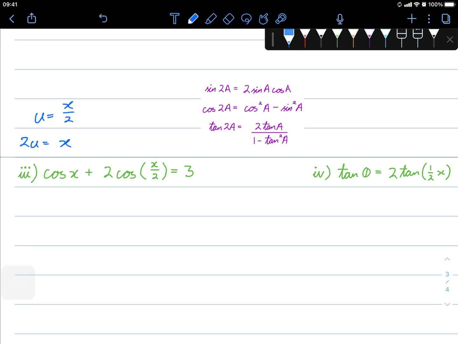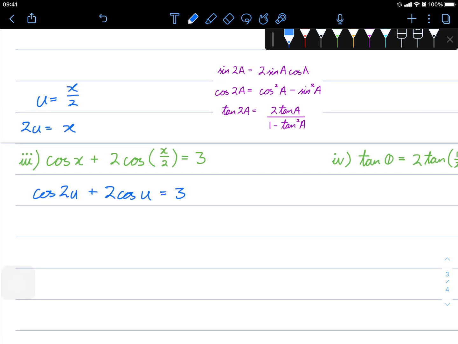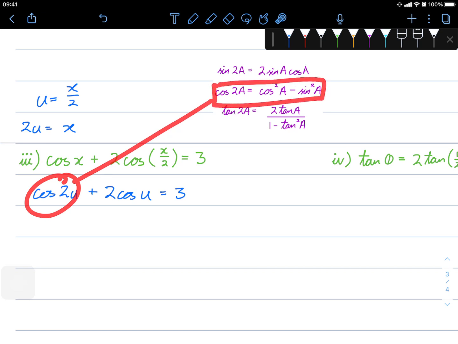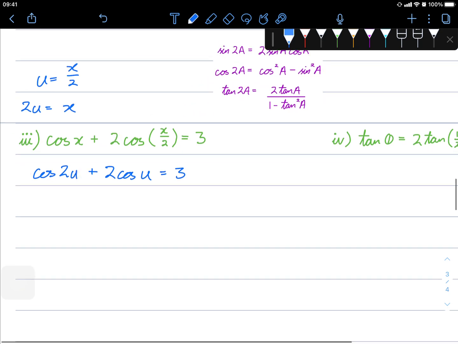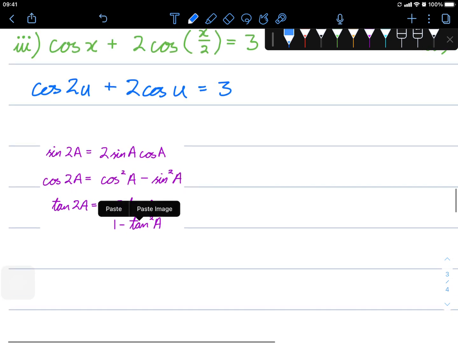Well, that's exactly what we're going to be doing. Since we have x here, we're going to make that 2u. So cos of 2u plus 2 cos u equals 3. And that is what we're going to be using. Now from here, cos 2u, we can apply the double angle identity once again. So, let's bring this over. You can give this a go. Let's try and expand this ourselves.